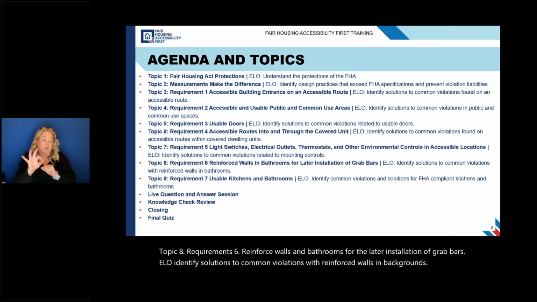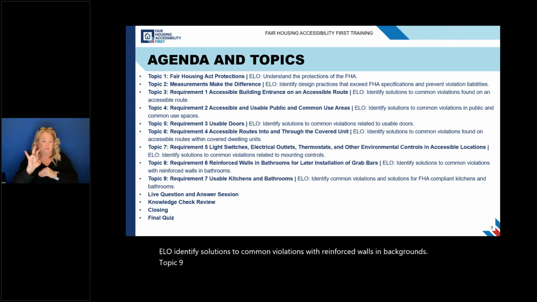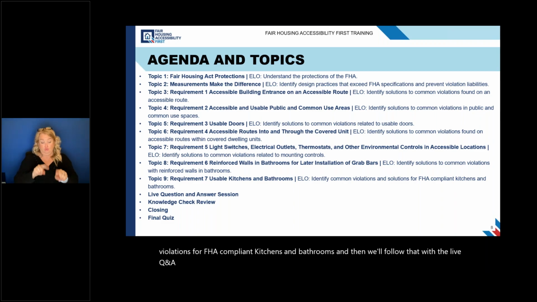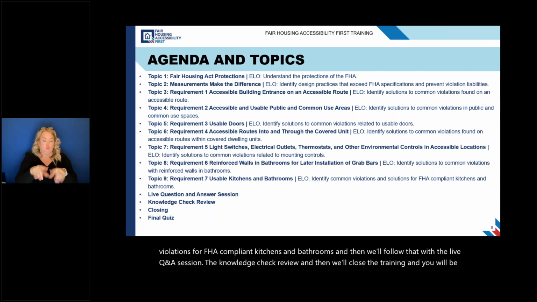Topic 9, Requirement 7, usable kitchens and bathrooms. ELO, identify solutions and common violations for FHA compliant kitchens and bathrooms. And then we will follow that with the live Q&A session, the knowledge check review, and then we'll close the training and you will be able to take your quiz.